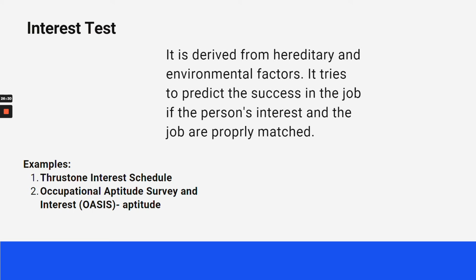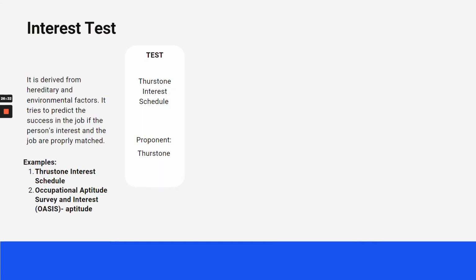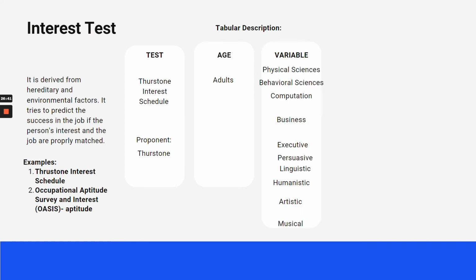So the same sa kanina. But my example here is the Thurstone interest schedule. The proponent is Thurstone. And the age, adults lang ang makakuha ani. Variable, daghan siya variable nga gipangita like the physical sciences, behavioral sciences, computation, business, executive, persuasive, linguistic, humanistic, artistic, musical. Okay. And then items, 100 pairs of occupation. Then time, 10 minutes. So dali ra ni siya nga test.